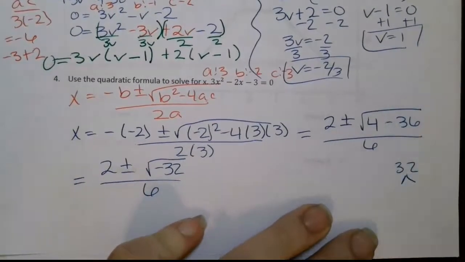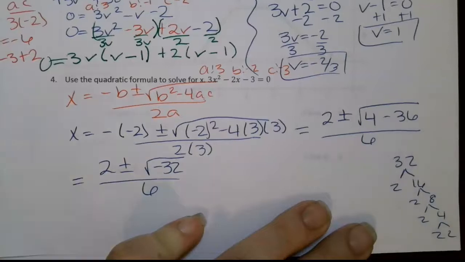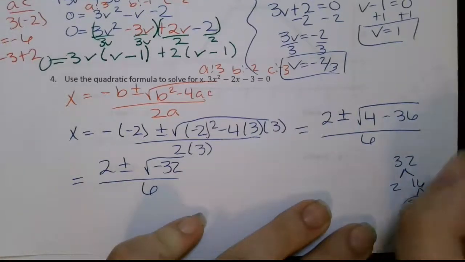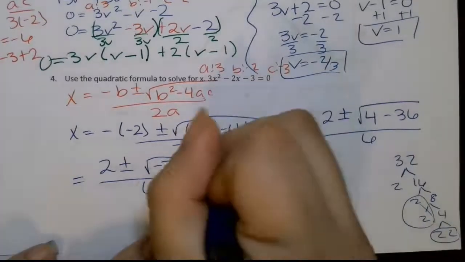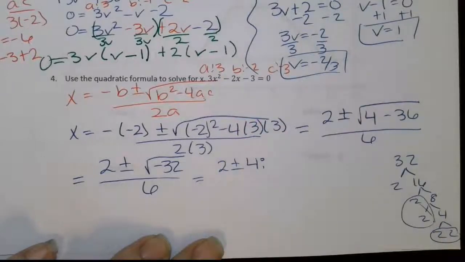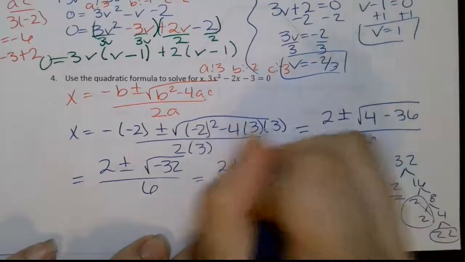So I have 32. Factors to 2 and 16, 2 and 8, 2 and 4, 2 and 2. So I'm looking for groups of pairs of numbers. I have 2 sets of 2's. 2 times 2 is 4. So I have that on the outside. Then I have this loser 2 that didn't get circled. It stays on the inside, over 6.